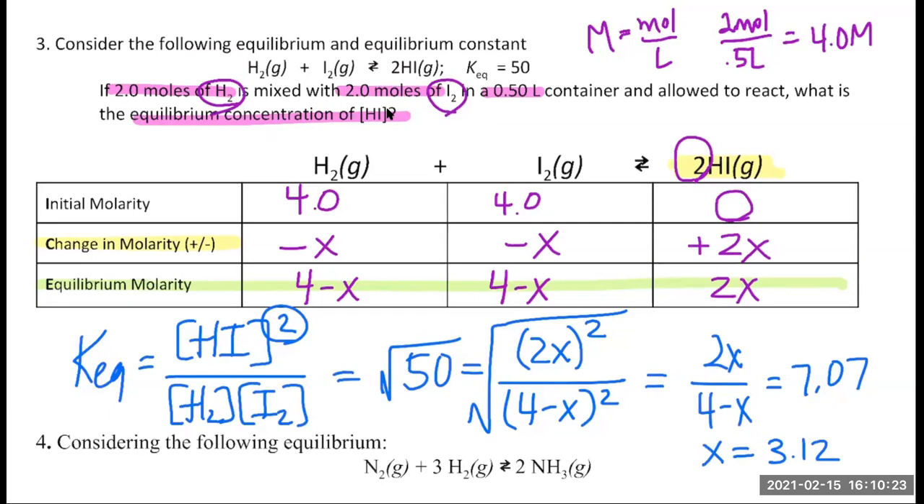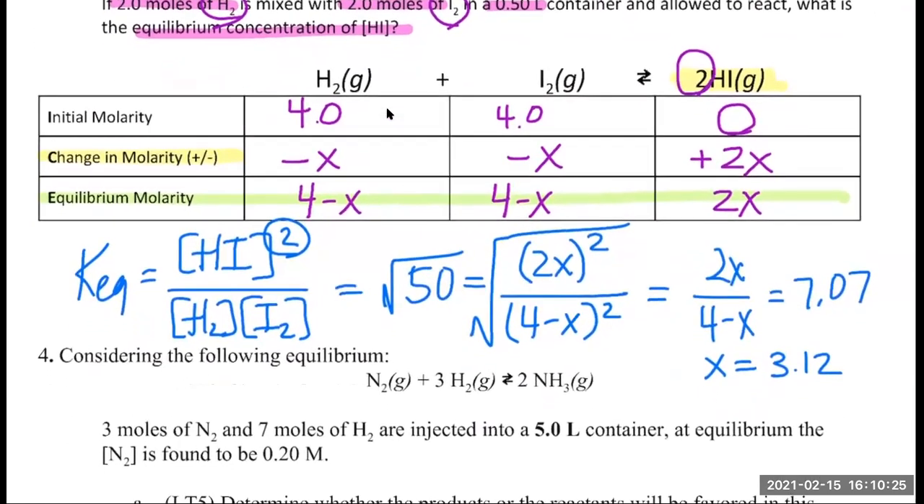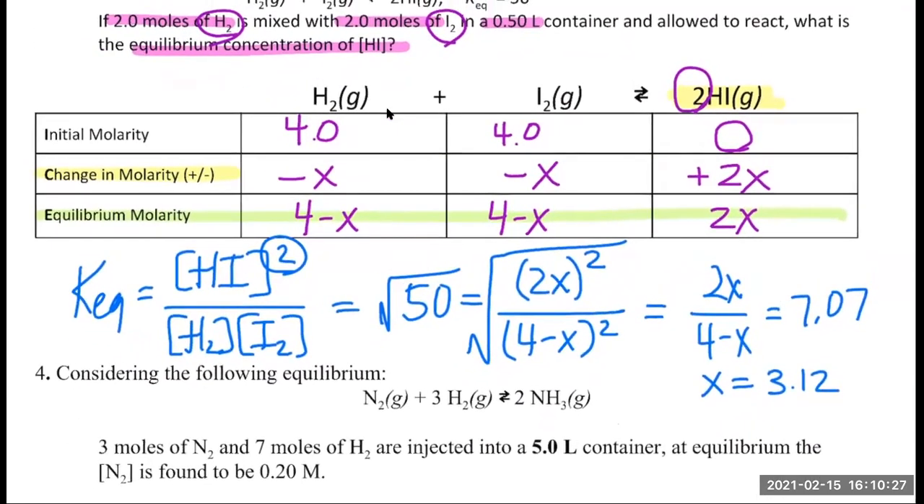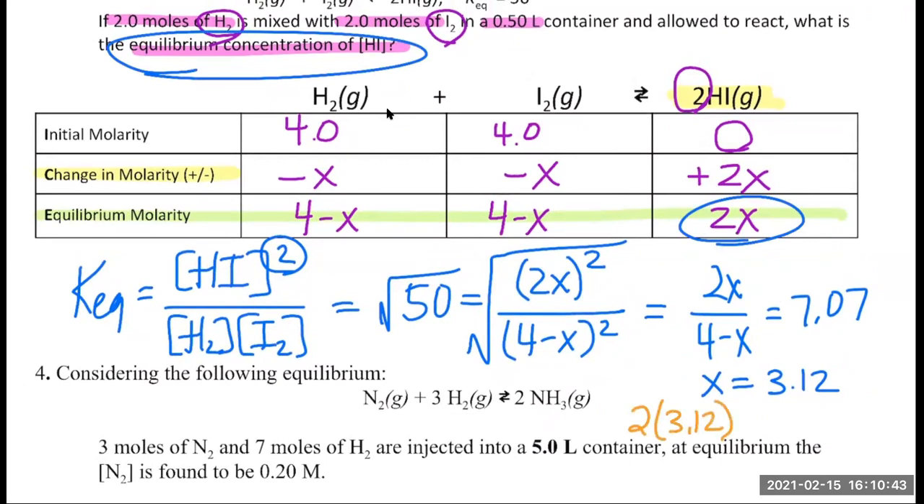Now, once I've solved for my x, then I'm able to go back. Remember, our goal was to find the equilibrium concentration of HI. And the equilibrium concentration of HI is 2 times x. So I have to say my final step is 2 times 3.12, which is equal to 6.24 molar.